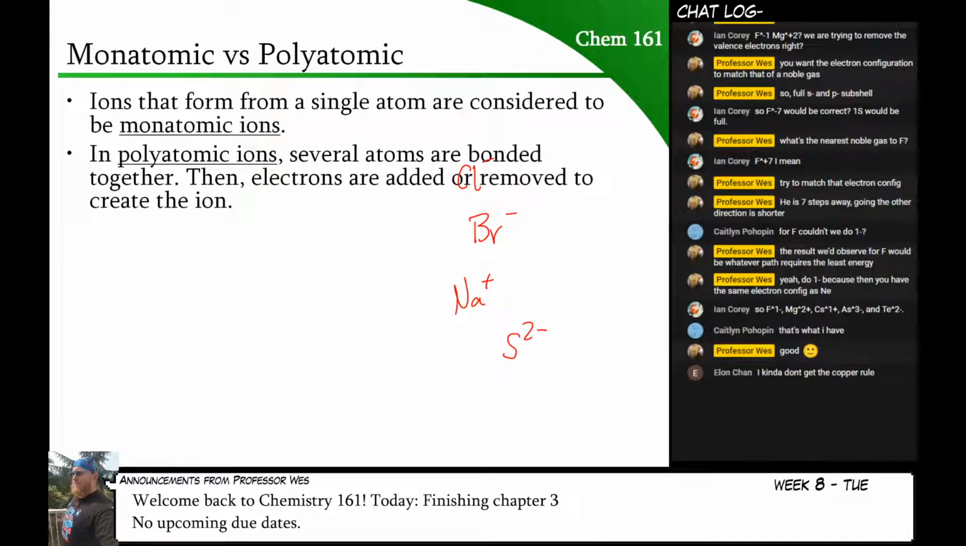Now, at the very beginning of the chapter, I showed you the list of polyatomic ions. Actually, they might have been in chapter 6. I don't remember. That was so long ago. In polyatomic ions, we've bonded a bunch of atoms together, and then we changed the total number of electrons available to create an ion. So a polyatomic ion would be something like this, or say this, or that.